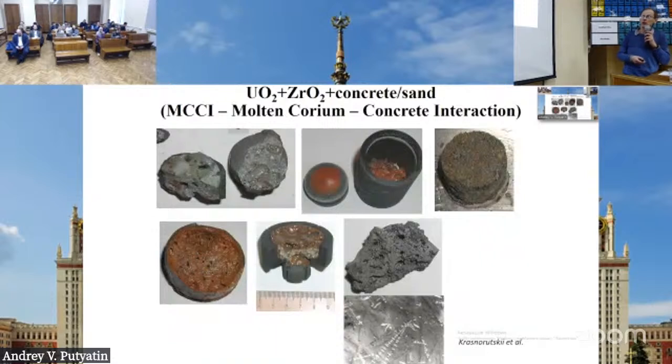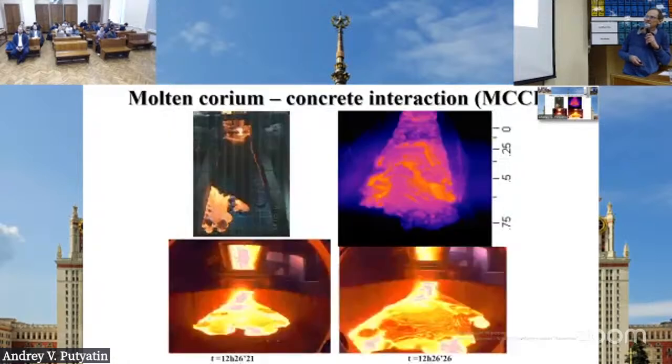So what's going on when uranium dioxide fuel has reacted with zircaloy? Of course, zircaloy starts to be oxidized, so it is a UO2, ZrO2 mixture, which is called corium. It starts to interact with concrete or sand, the material of the reactor building. These are small-scale experiments. You see some kind of a glassy material, glassy ceramics is formed.